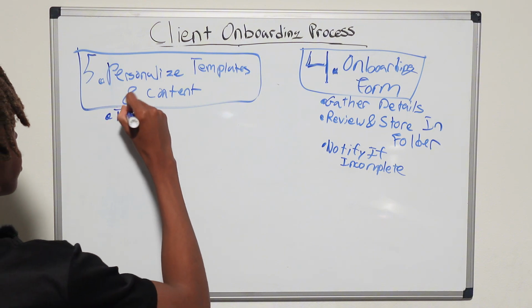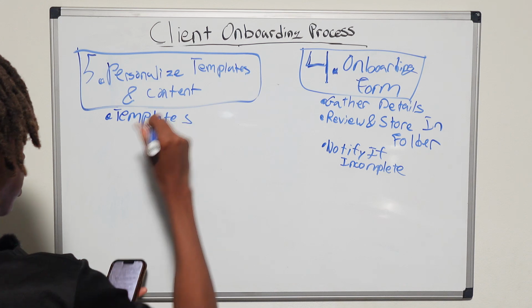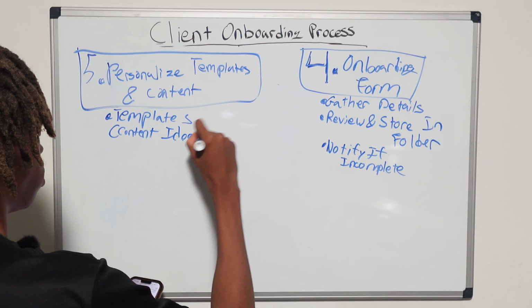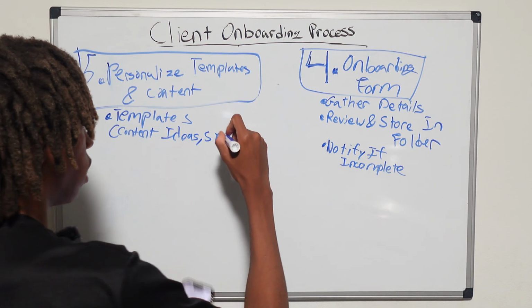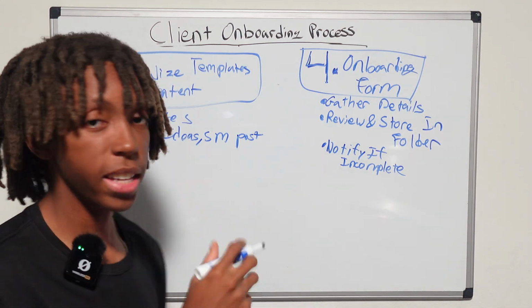So for templates, this can be a bunch of different templates. But we can do content ideas and we can do social media, I'll just put SM for social media, post ideas. And actually, I already have an automation for social media post ideas every single day.